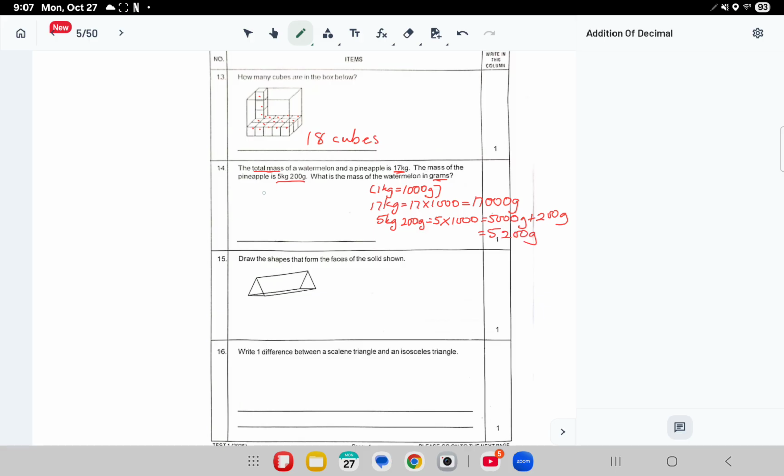To calculate the mass of the watermelon, we find the difference. So 17,000 grams take away 5,200 grams, and that will leave us with 11,800 grams.